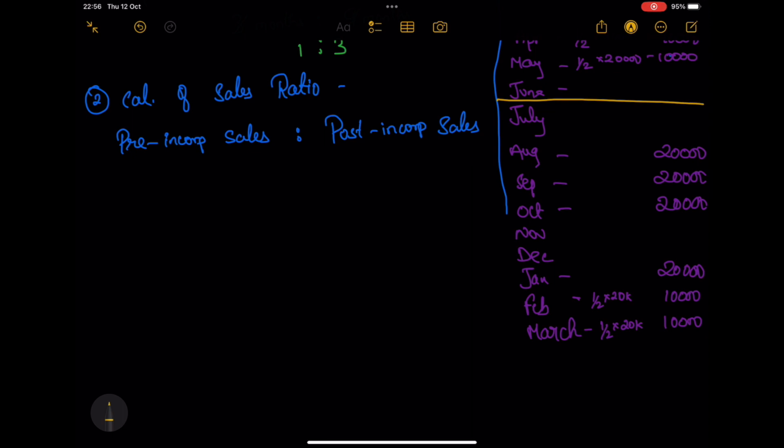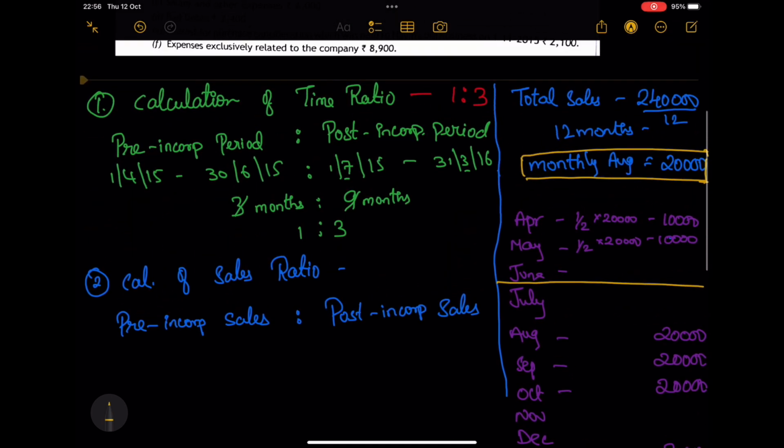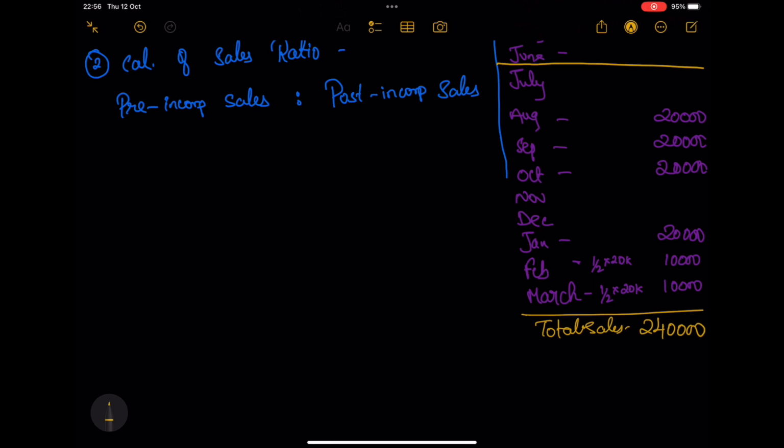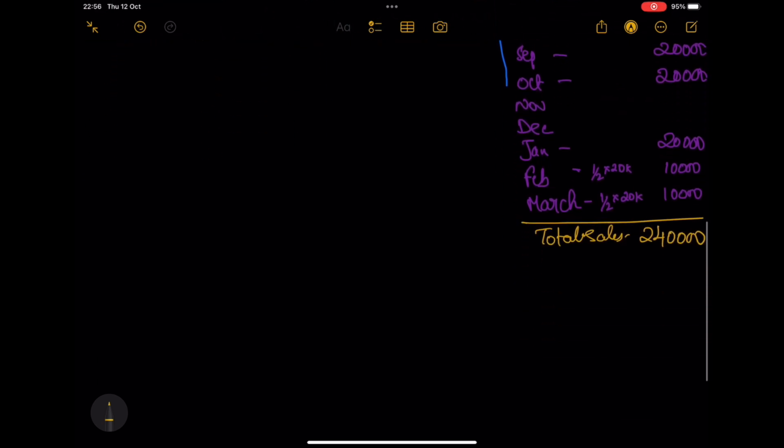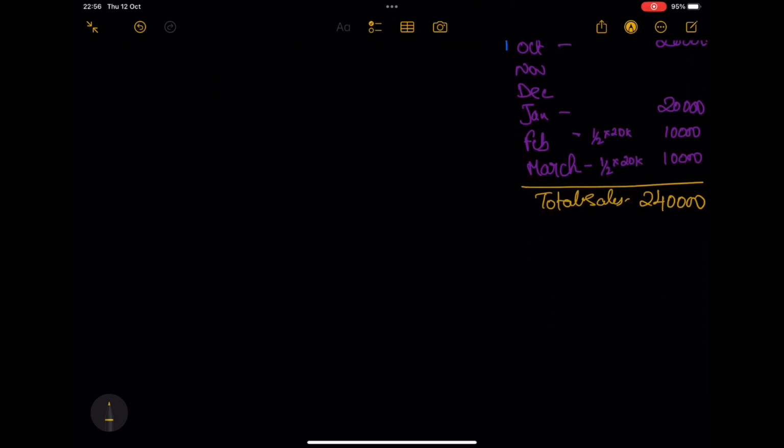so how much total sales are we having now? So total sales 2,40,000, isn't it? This is the total sales they have given in the question. How much sales did we get for how many months they have given? April, May, 1, 2, 3, 4, 5, 6, 7, 8. Total we have 8 months sales value now. How much are we having?